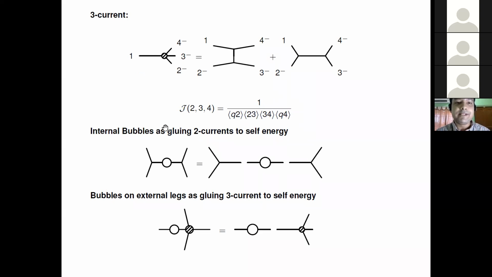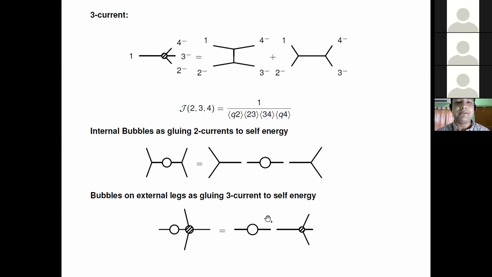Now, internal bubbles are basically built from gluing 2 currents to this self-energy diagram. So we can glue these 2 currents. These legs are basically a representation of the 2 currents, and they are glued to the self-energy diagram to build the internal bubbles. The bubbles on the external legs are built by gluing the 3 current to the self-energy. This 3 current is this blob where 3 legs are coming out, and it can be glued to this self-energy diagram to build the bubbles on external legs.